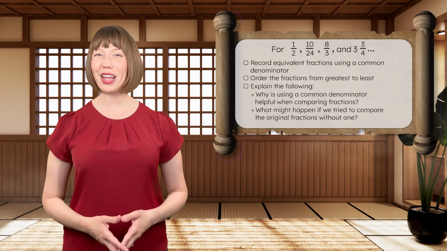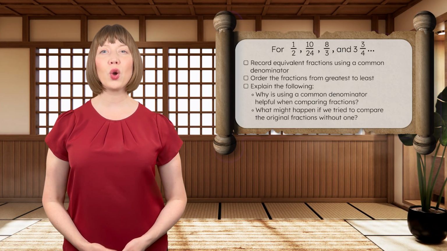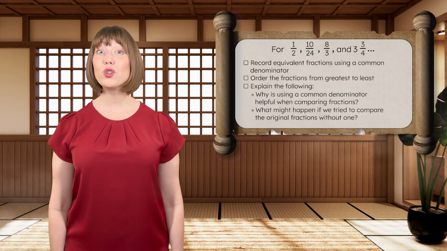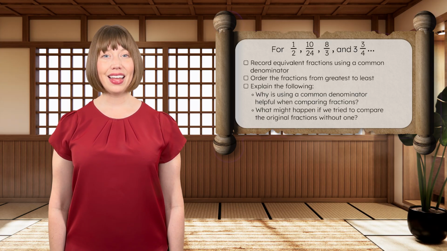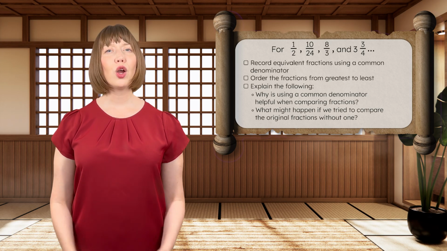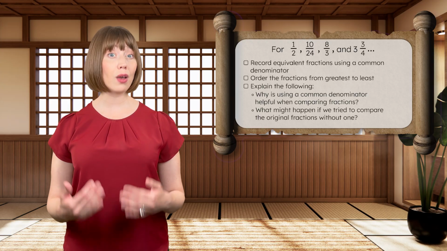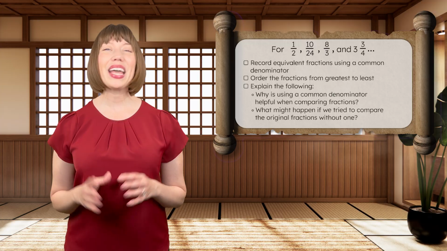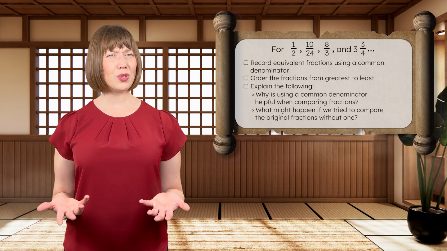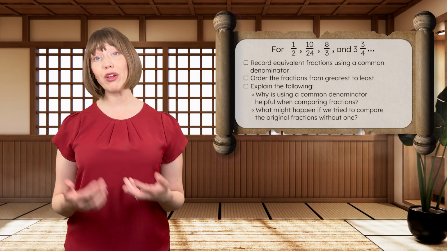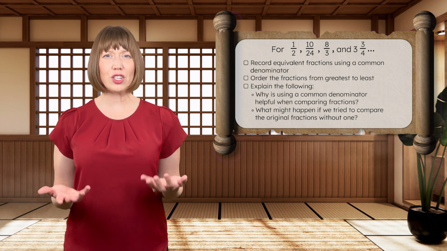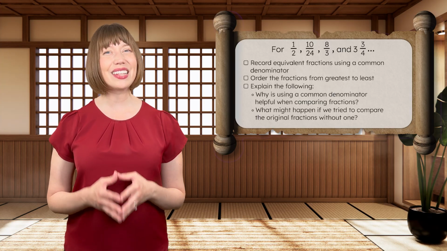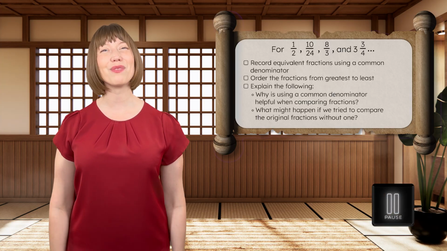Your challenge still awaits. Complete it, and the Comparing and Ordering Fractions badge is yours. For 1/2, 10/24, 8/3, and 3 3/4: record equivalent fractions using a common denominator. Order the fractions from greatest to least. Explain the following. Why is using a common denominator helpful when comparing fractions? What might happen if we tried to compare the original fractions without one? Put all your skills together and solve this in your guided notes now, Math Masters.